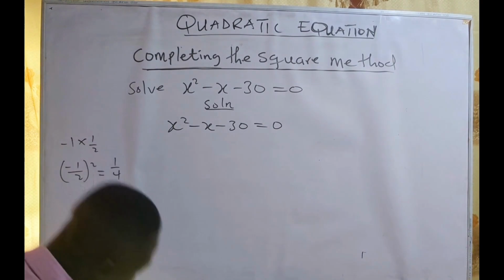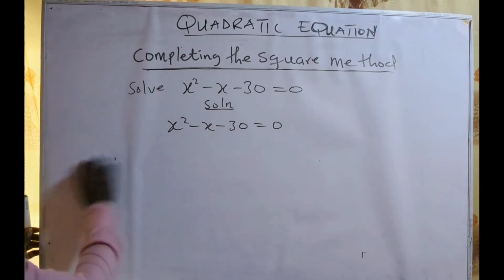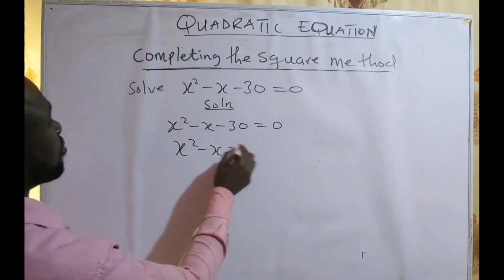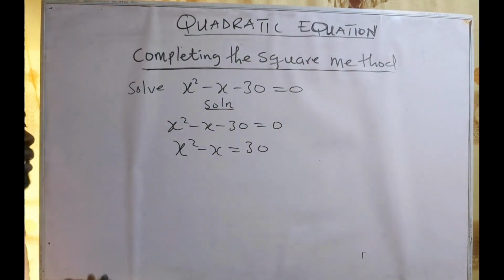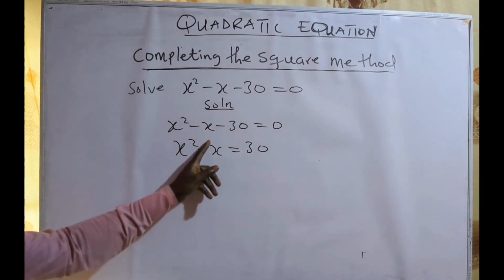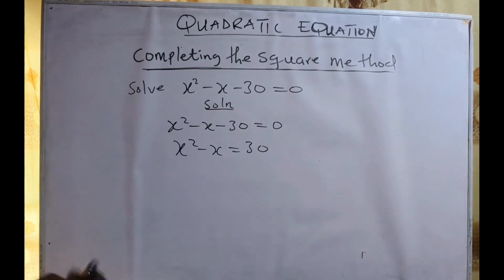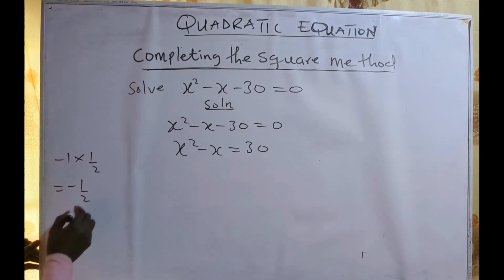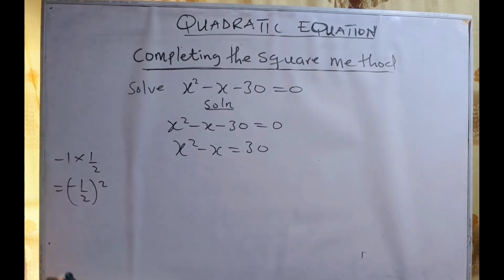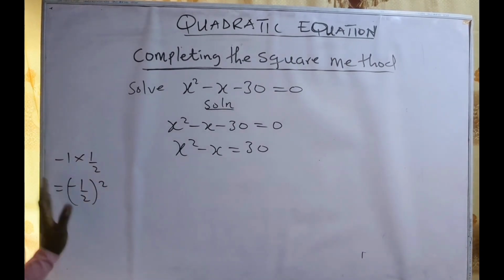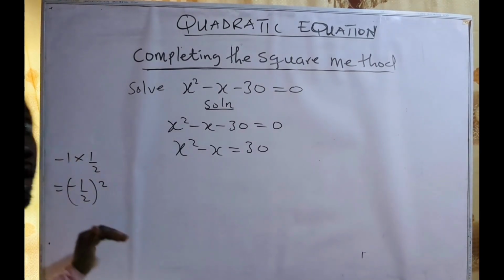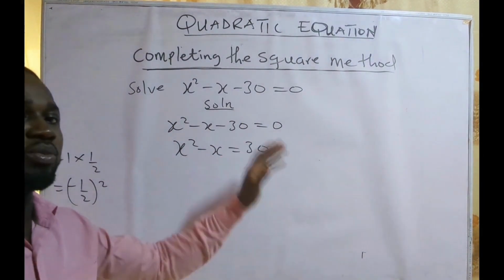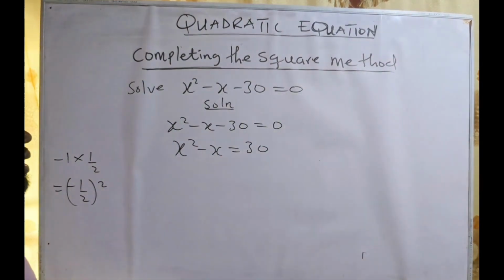so that when we take it there, we are going to have x squared minus x equal to 30. Then we take the coefficient of the x, which is -1, multiply by 1/2, you get -1/2. Then we square it. After you have squared, don't expand yet. We will add it to both sides of the equation. When we add to both sides of the equation, mathematically it is correct.